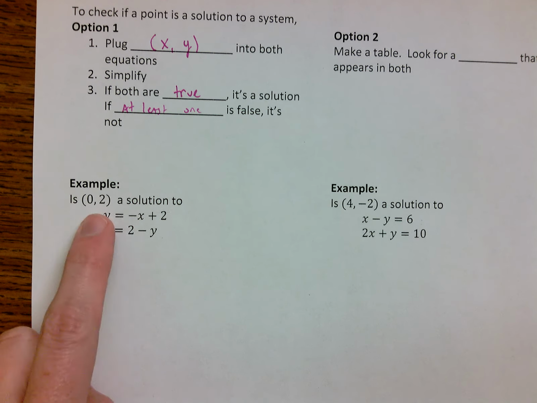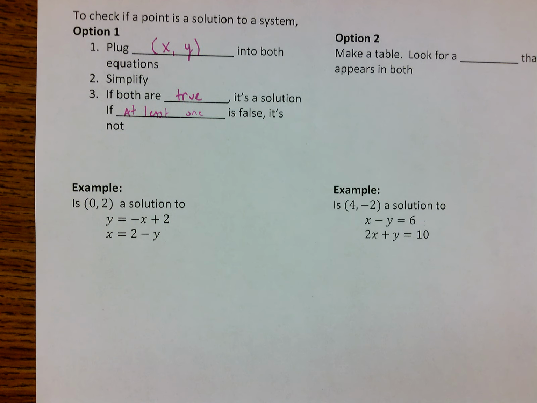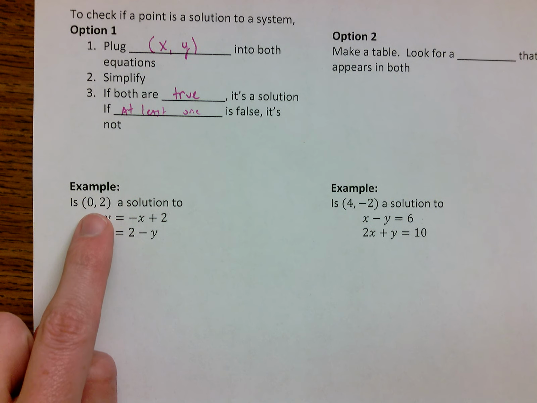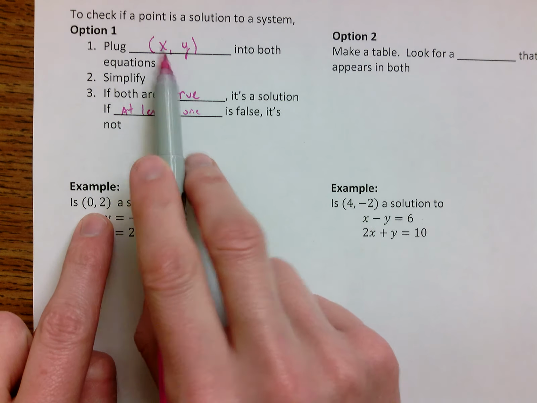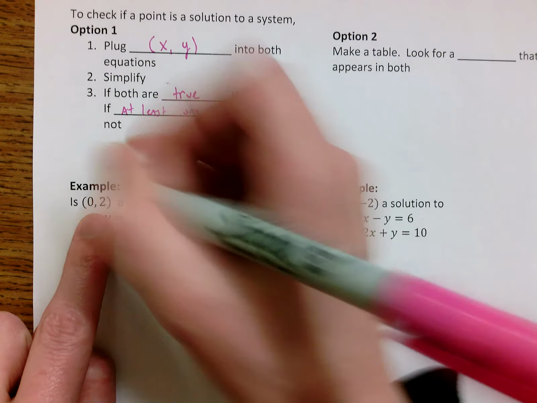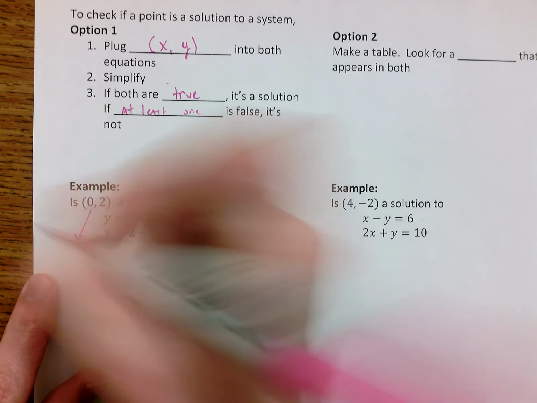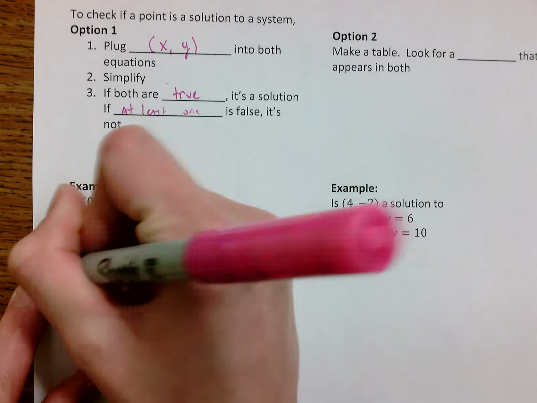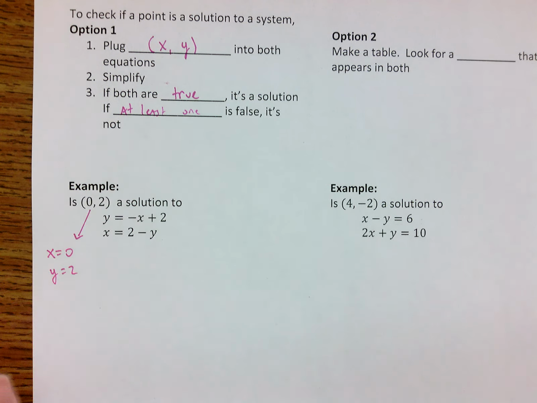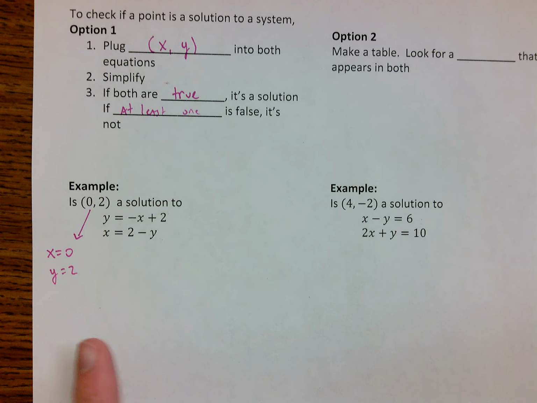So we want to know, is (0, 2) a solution to that system? The first thing that I'm going to do is use this point to figure out what x and y are, right? So points are always x and then y. So what this point is telling me is that x is 0 and y is 2. Okay, because the first coordinate is the x and the second one's the y. Now to check this, I'm just going to plug it into those two equations and we're going to simplify it and see what we end up with.